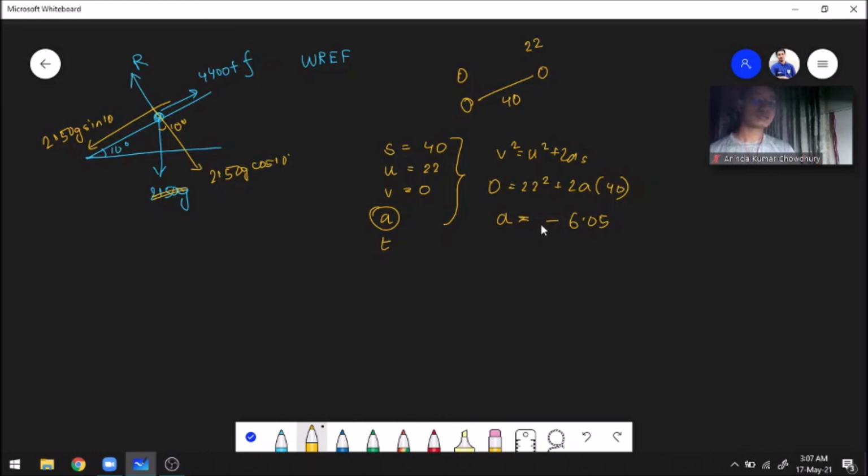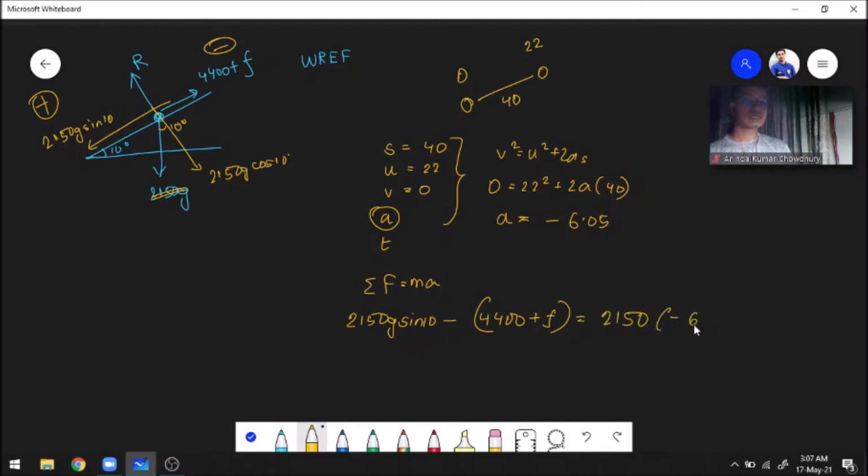So now we have our acceleration, and we can use the formula sum of F is equal to ma. Our car is still traveling downwards. Therefore, all the downward forces are positive and the opposite forces are all negative. So 2150 g sin 10 minus 4400 plus F, that is all the opposing forces, is equal to ma. Our mass of the car is 2150 kg, and our acceleration value is 6.05. You have to put the acceleration as you found it, using the negative sign. So that should give you your value of friction.